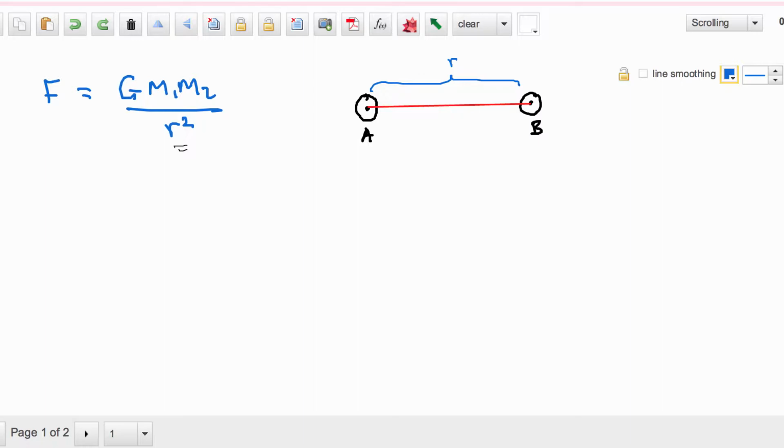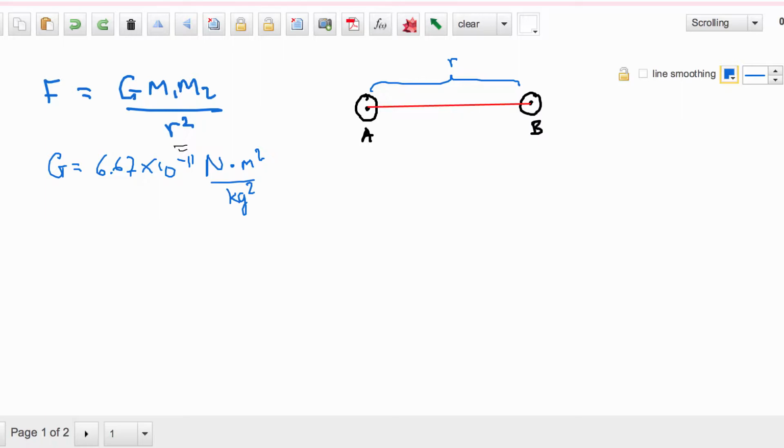Also G. What's the value of G? 6.67 times 10 to the negative 11 power. Units are newtons times meters squared per kilogram squared. Okay. Your first problem: what's the force of gravitational attraction between two 0.10 kilogram apples that are 2 meters apart?